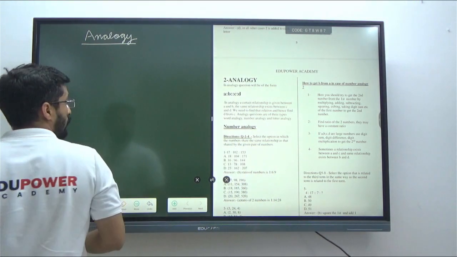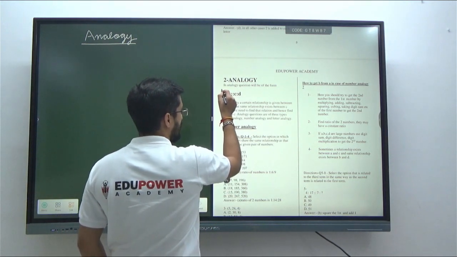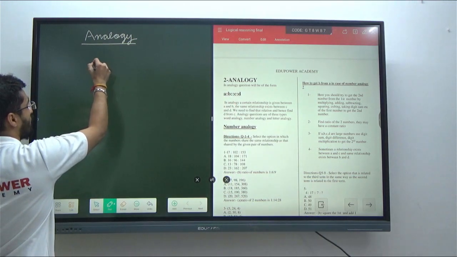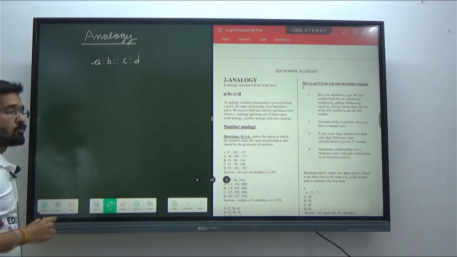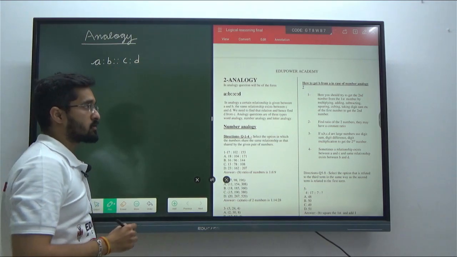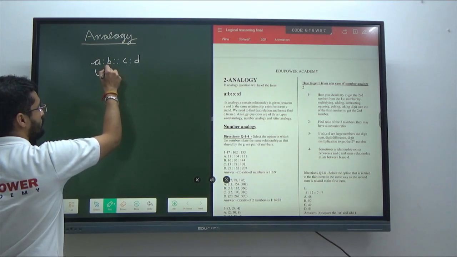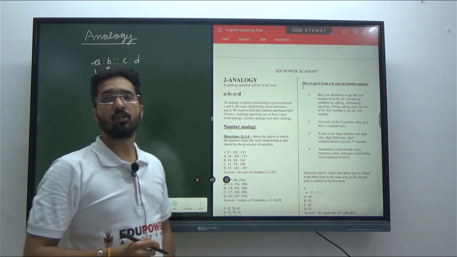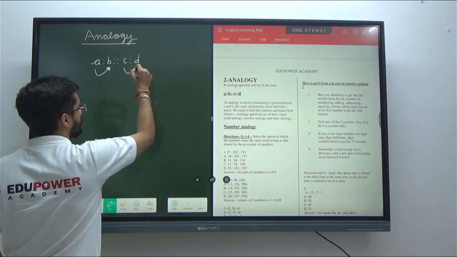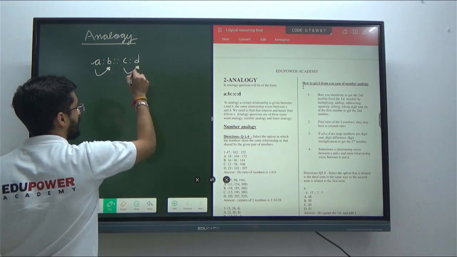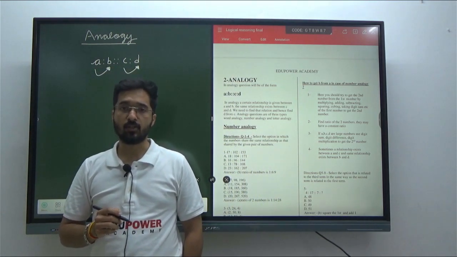Now what is the type of question which is asked in analogy? The question is of the form A is to B as C is to D. A certain relationship is given between A and B. We need to find that relationship, and using that relationship we need to get D from C. This is what happens in analogy.